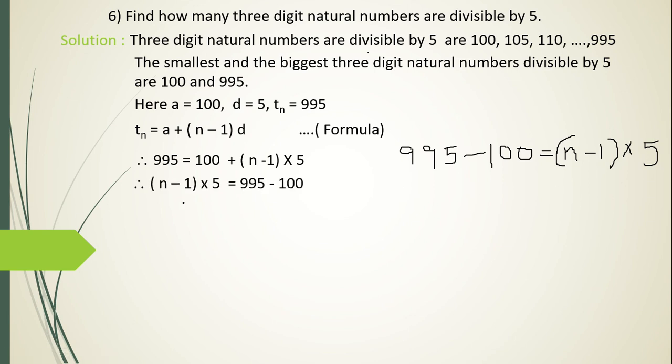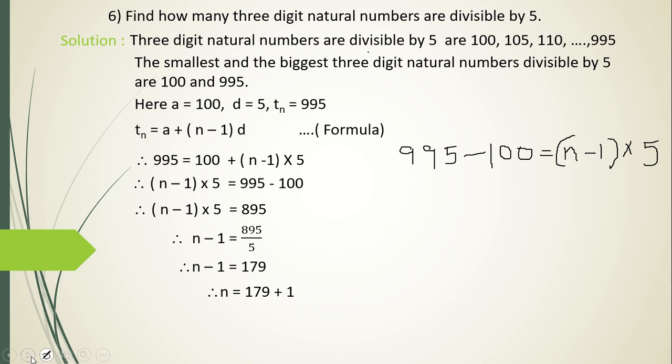See, N minus 1 into 5 is equal to 995 minus 100. So therefore N minus 1 into 5 is 895. Now this 5 will go that side and it will become division because 5 is multiplied over here, right? So therefore divide and see what we get. 5 ones are 5, 5 ones are 5, divide further and we get N minus 1 is equal to 179. Now this minus 1 will go that side and will become plus 1. Therefore N is equal to 180.